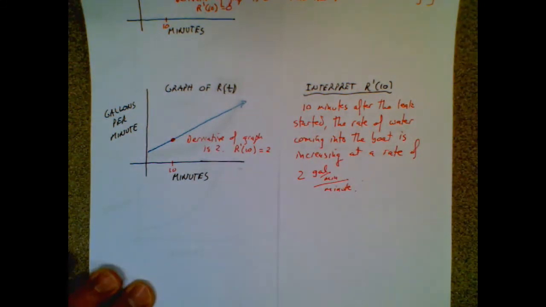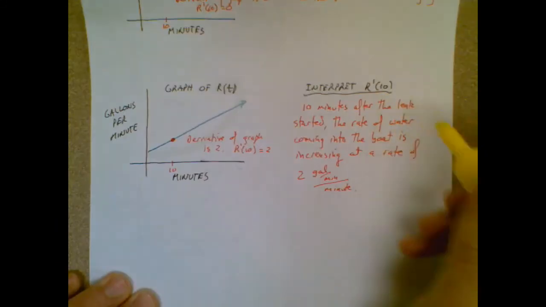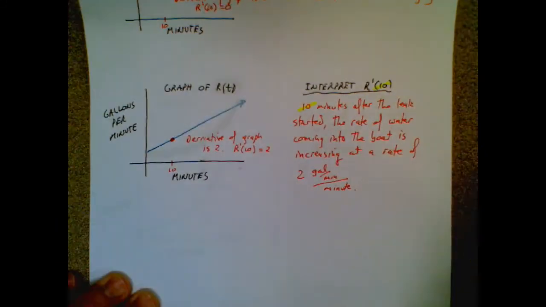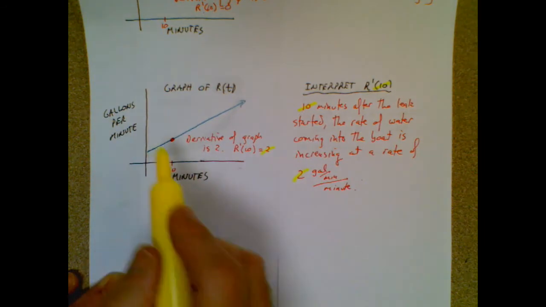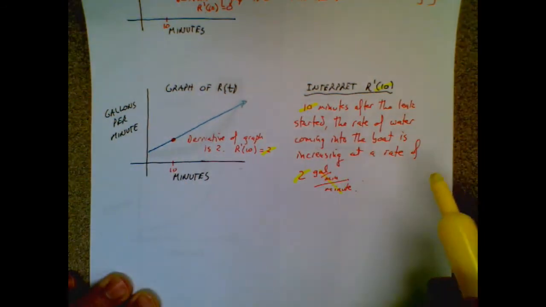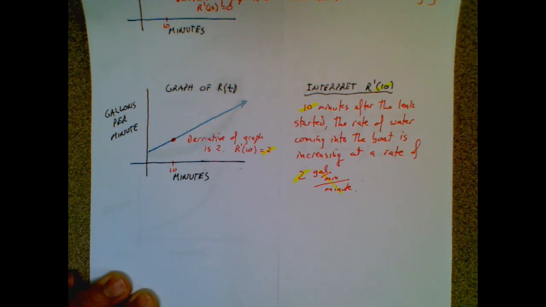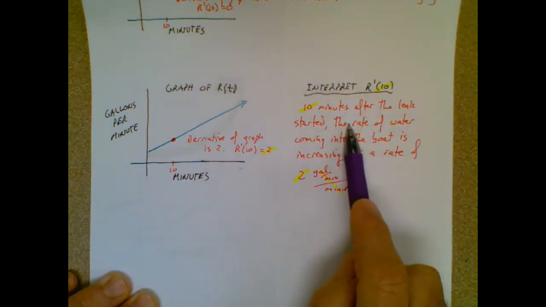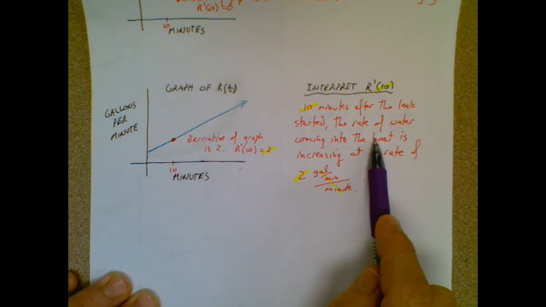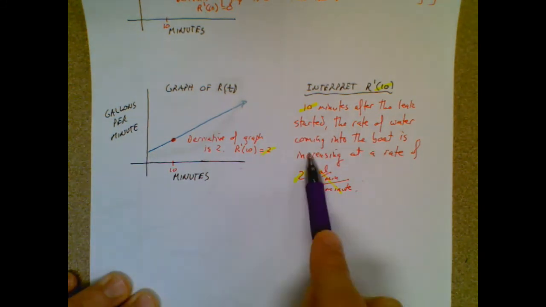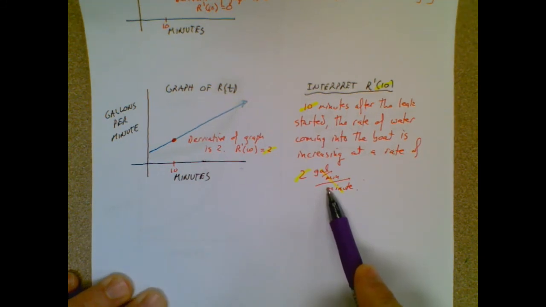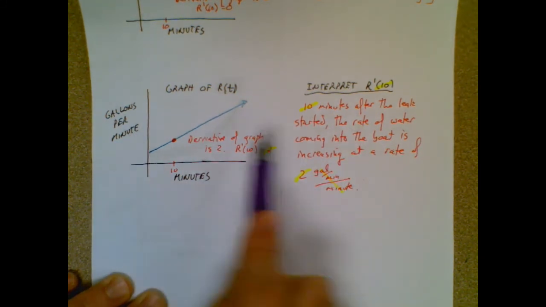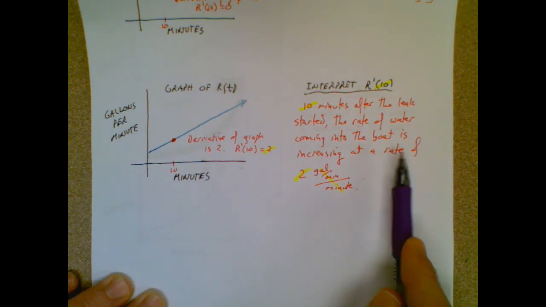Well, if I had to interpret r prime of 10, here we go. 10 minutes, the value is 2. My units are gallons per minute, gallons per minute, and the tougher part is what's happening here is the rate at which water is coming into the boat is increasing at a rate of such and such. So the rate of change is experiencing a rate of change.